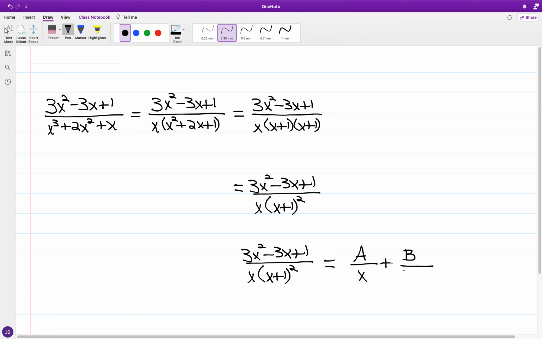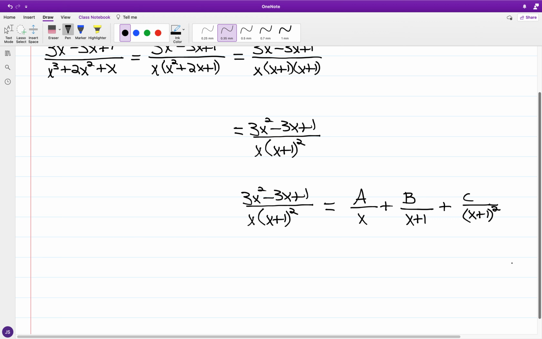For repeating linear factors, I'm going to start out with the first order of that factor and then go up to the degree to which it is expressed. Like if I had x plus 1 to the third, I'll have a constant over x plus 1, plus another constant over the square of x plus 1, plus a constant over the cube of x plus 1. But here we have the square of x plus 1, so we have b over x plus 1 plus c all over the square of x plus 1.